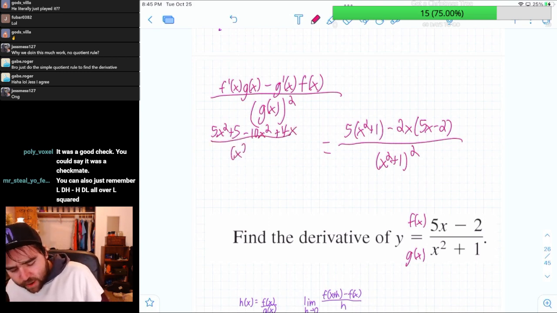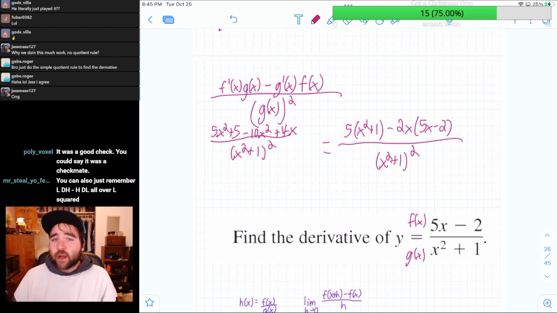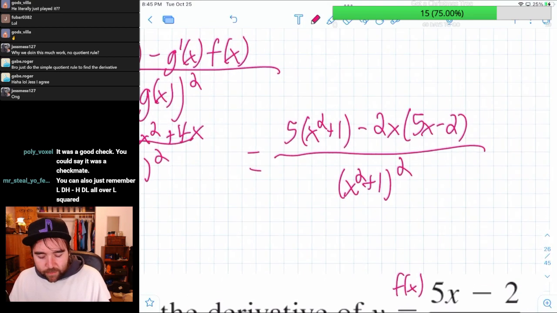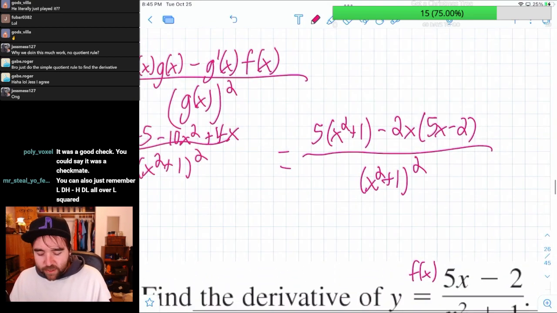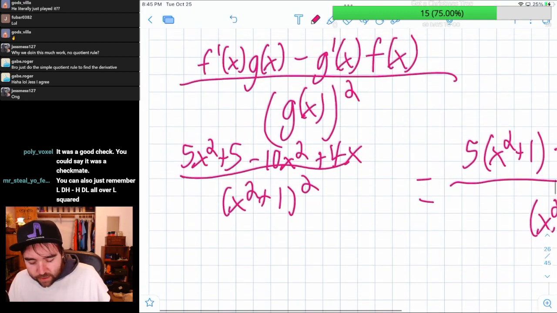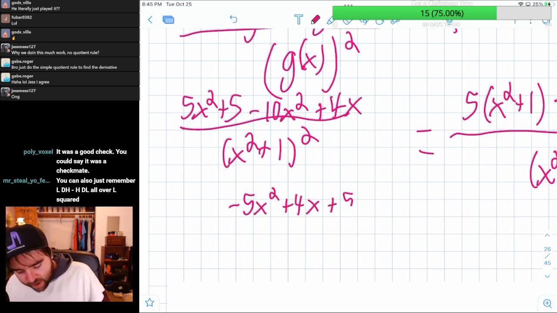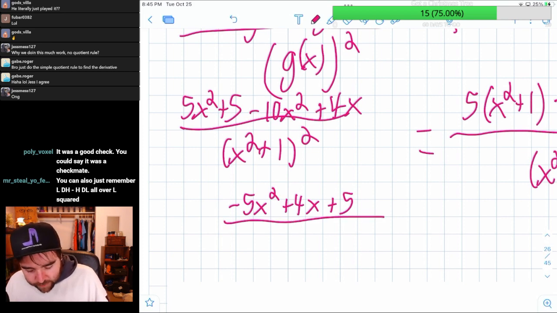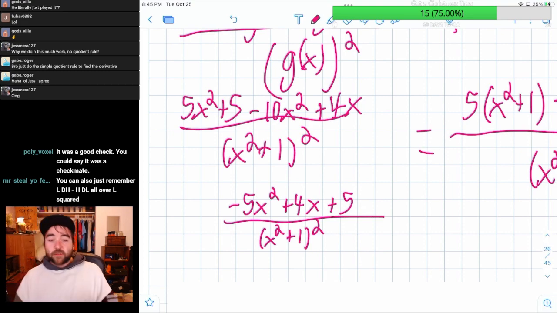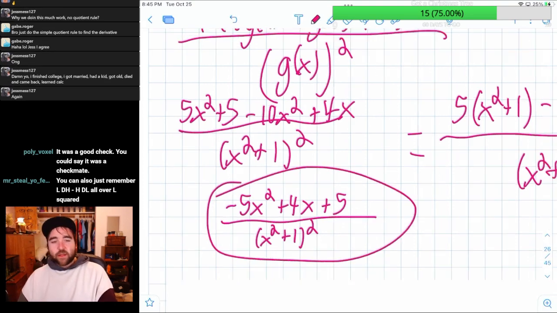We're not going to distribute the bottom, because anything we're going to want to do with this fraction, it's always nicer if things are factored. So the only reason we're doing it for the top is because that's not nice. It'd be nicer to look like a quadratic. So what does this look like if we simplify it all the way? So we have negative 5x squared, and then plus 4x plus 5. And that's pretty good. We're not going to be able to factor that, I don't think. So that's the derivative.